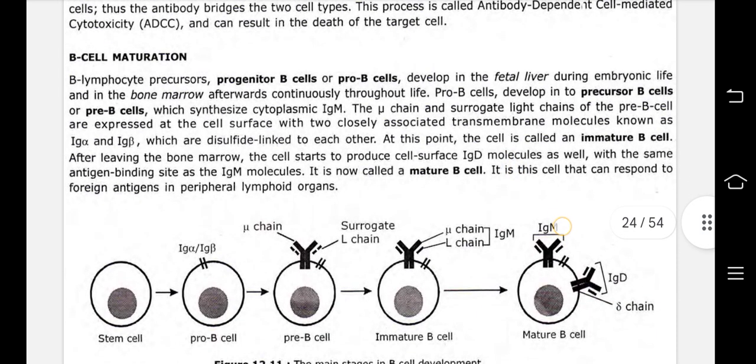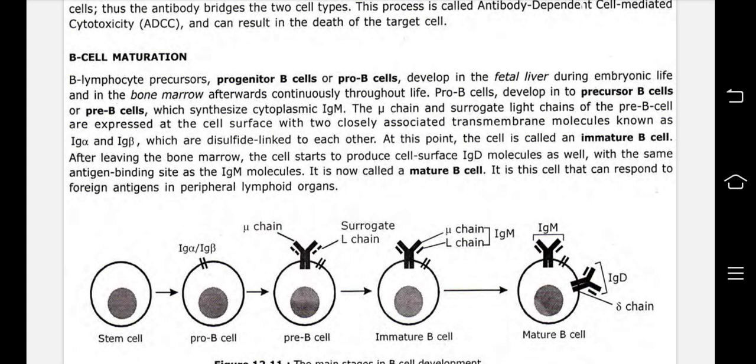Next topic, B cell maturation. B lymphocyte precursors, progenitor B cells or pro B cells, develop in the fetal liver during embryonic life, in the bone marrow afterwards, continuously throughout life. Pro B cells develop into precursor B cells or pre B cells, which synthesize cytoplasmic IgM. The mu chain and surrogate light chains of the pre B cell are expressed at the cell surface with two closely associated transmembrane molecules known as Ig alpha and Ig beta, which are disulfide linked to each other. At this point, the cell is called an immature B cell.